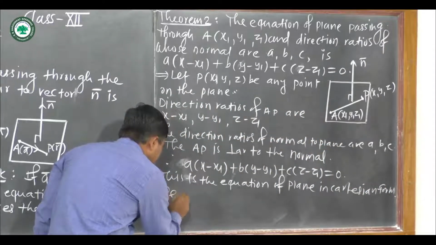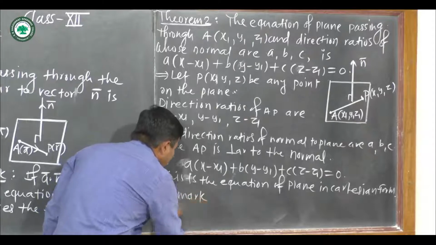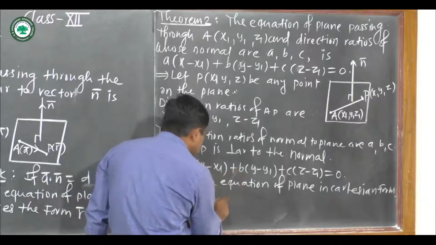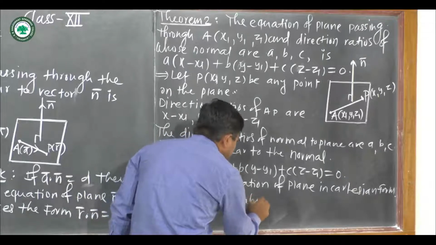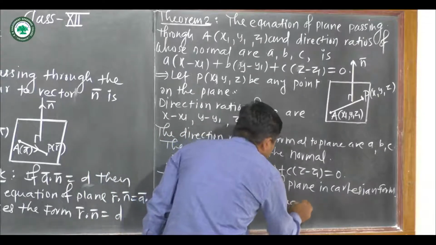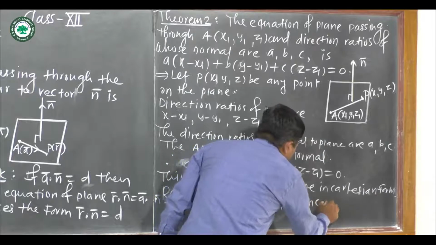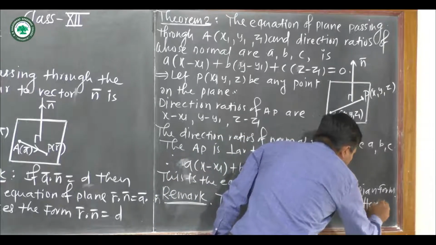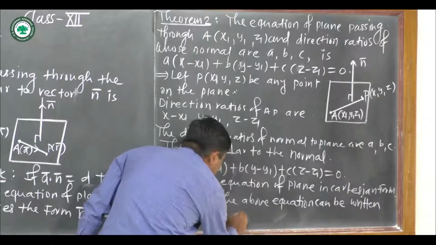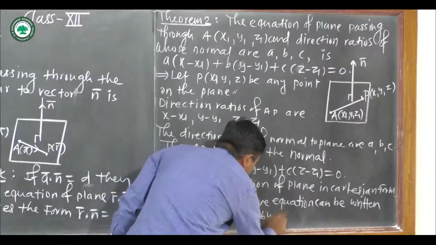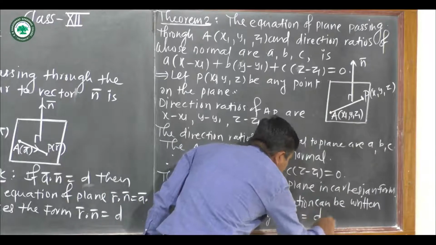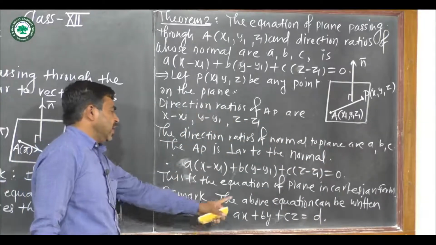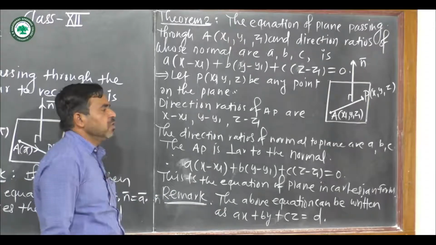Remark. The above equation of plane can be written as ax plus by plus cz is equal to d.